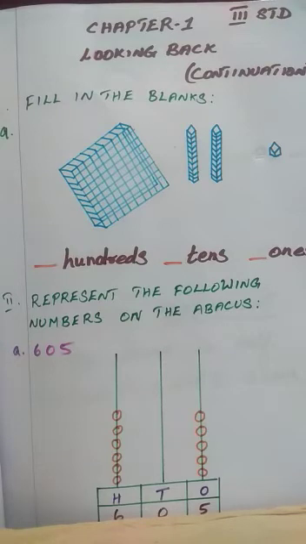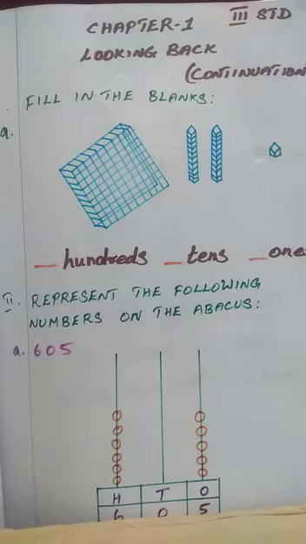What did you learn in the previous class? In the previous class we learned about place values. Say the place values. Ones is denoted as O, tens is denoted as T, hundreds is denoted as H, thousand is denoted as TH. Then what did we learn next? Different ways of representing the number.